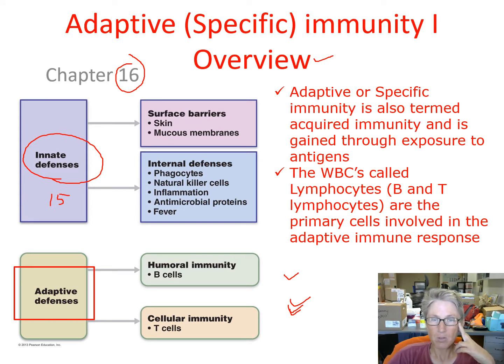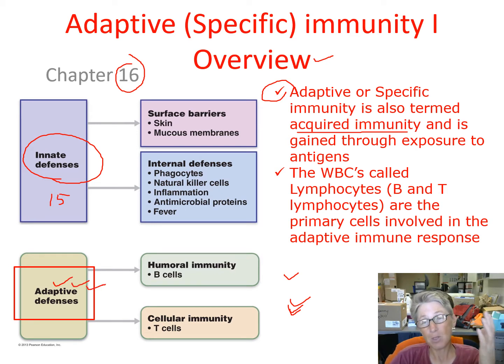Well, let's come over here and look at the check marks. It says adaptive or specific immunity is also termed acquired immunity. Boy, how many names can they give one thing? So down here, it's adaptive immunity, it's specific immunity, it's acquired immunity. They're all the same thing. But you get adaptive immunity or acquired immunity when you are exposed to antigens. And we'll talk about what those are.